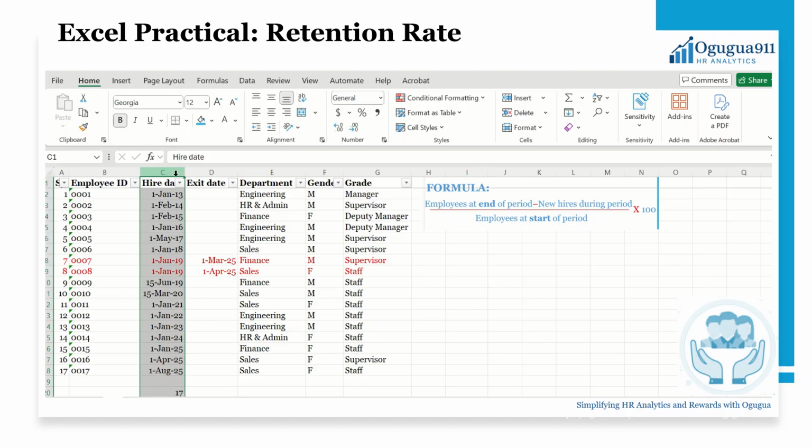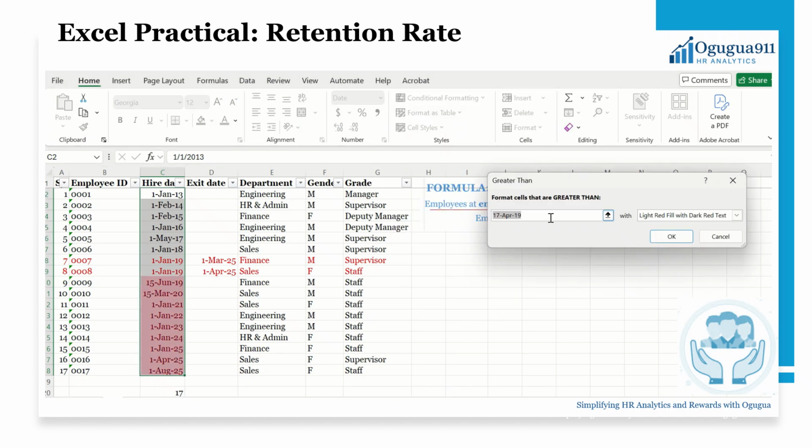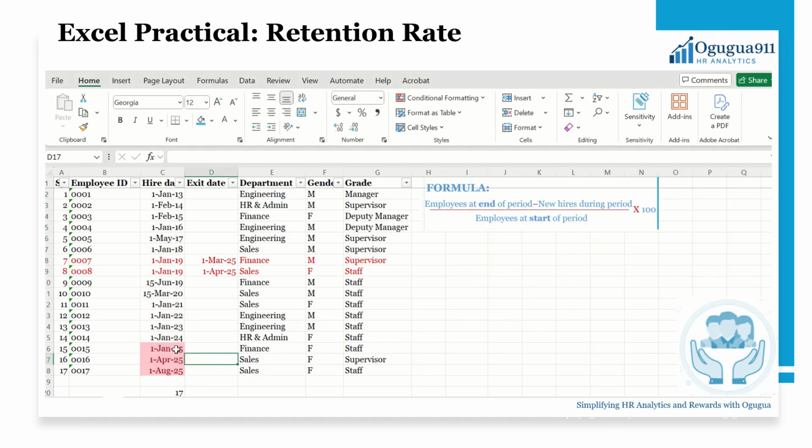We'll highlight the data on column C and select conditional formatting. Highlight cells that are greater than 2024 because we're in 2025. So 2024 December is the last month of the year, and then 31st is the last day, so that you can highlight that. You can see that it has highlighted it. So if you have 1,000 data, it will just highlight all those that joined within the year so that you don't mistakenly compute it and your retention rate is inflated.